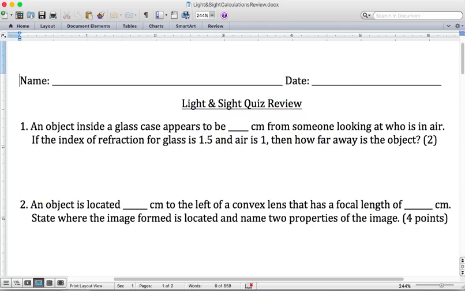Alright, so let's first identify it's located blank centimeters to the left of a convex lens. With all of these problems, it's a very good idea to draw a picture. So let's do that first. Let's say here's our convex lens. Our object is located some distance from the center of it. So from here to here, we have a given distance. We know this as our object distance, or O. Let's say that O in this case is, let's go with 8 centimeters.